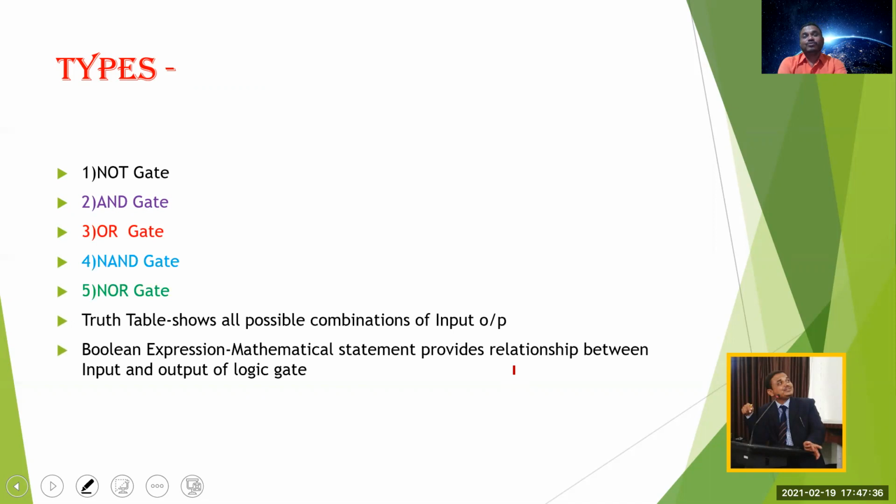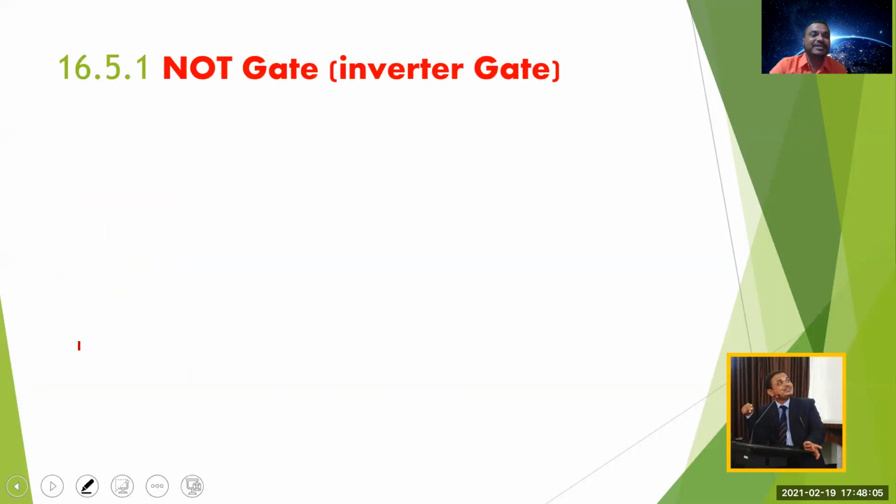So with the help of a truth table, we can analyze how the gates work. So what is a truth table? A truth table shows all the possible combinations of input and output. And this output is expressed by a mathematical expression that is called a Boolean expression. A Boolean expression is a mathematical statement that provides the relationship between input and output of the logic gate.